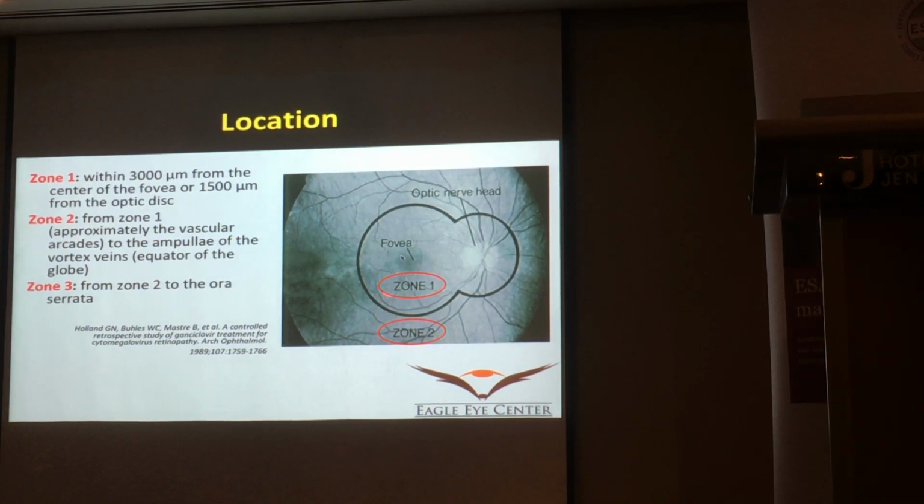Briefly, we have described zone 1, zone 2, and zone 3, very similar to an ROP kind of description. Zone 1 is within 3,000 microns from the center of the optic disc and the fovea, so this is a dumbbell shape. Zone 2 is outside the dumbbell shape to the equator, the ampulla of the vortex, and then zone 3 is beyond that.